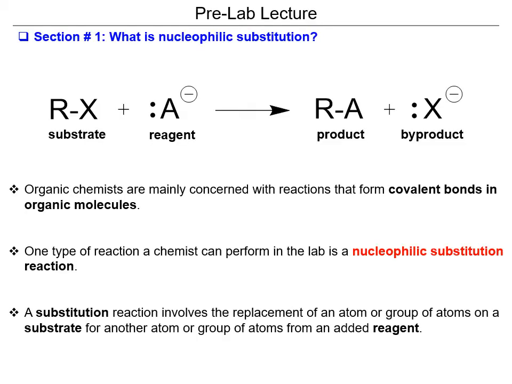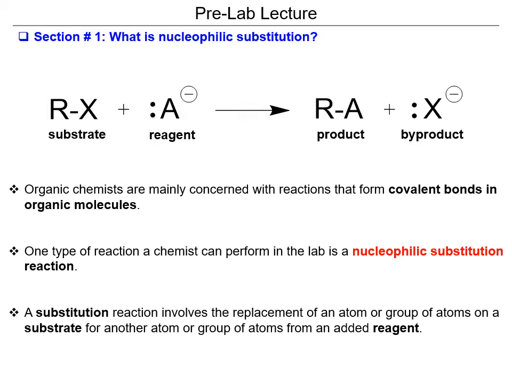In the field of chemistry, there are many types of disciplines one can choose to study. Organic chemists are mainly concerned with reactions that form covalent bonds in organic molecules. One type of reaction a chemist can perform in the lab is a nucleophilic substitution reaction. A substitution reaction involves the replacement of an atom or a group of atoms on a substrate for another atom or a group of atoms from an added reagent.